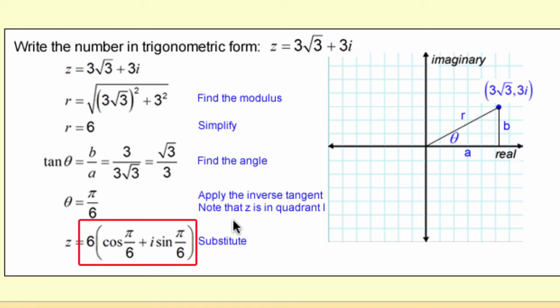And because it's in quadrant 1, both signs stay positive for the cosine and the sine. Since it is quadrant 1, this is not only the reference angle, this is the actual angle. So you use pi over 6 in the trigonometric form, and then the 6 is the radius. So it's written as 6 cosine pi over 6 plus i sine pi over 6. So that's the big picture for this lesson.